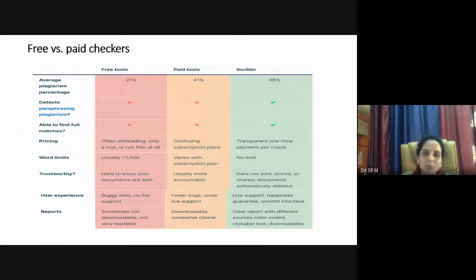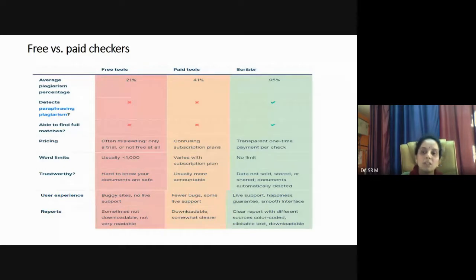See, unfortunately, most of the free tools are misleading in their advertising when we compare them with the paid ones. When we see the average plagiarism percentage, free tools offer just 21%, whereas paid tools 41%. Scribber claims to give an average percentage of 95%. I don't know, it's something like self-promotion. So they are not detecting plagiarism, either free or paid tools. They are not able to find the full matches. And pricing is also often misleading and confusing.